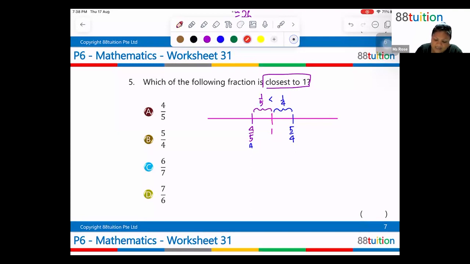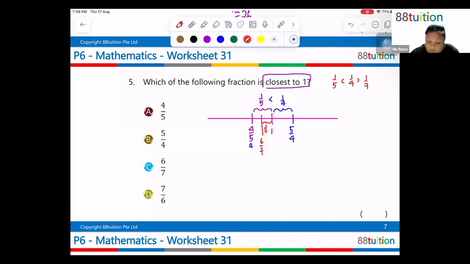If you look at part C, it's 6 over 7. Now, 6 over 7 is somewhere here. That means the gap between 6 over 7 and 1 is 1 over 7. Alright, so now if you compare 1 over 5, 1 over 4, and 1 over 7, which one is smallest? This one is the smallest. Right? So 1 over 7 is the smallest.